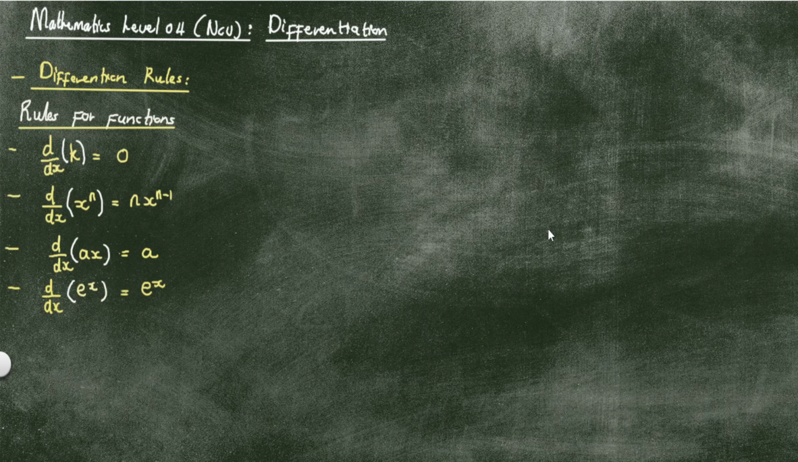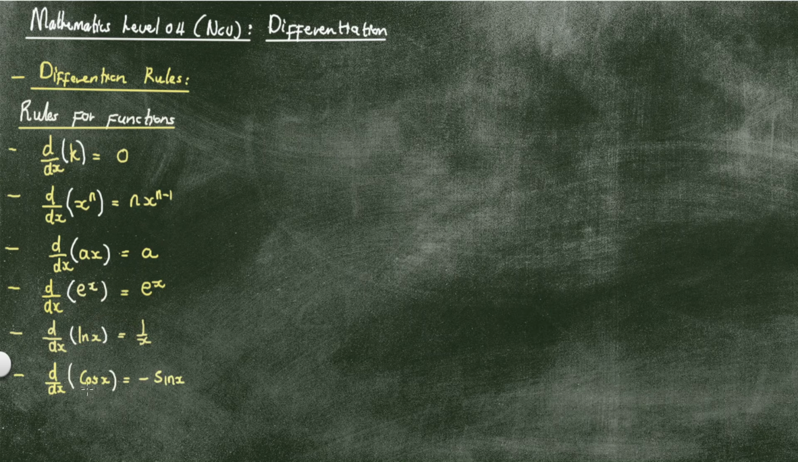E raised to exponent x. Next one, we have the log function. So the derivative of a log function, or ln x, is just simply 1 over x.